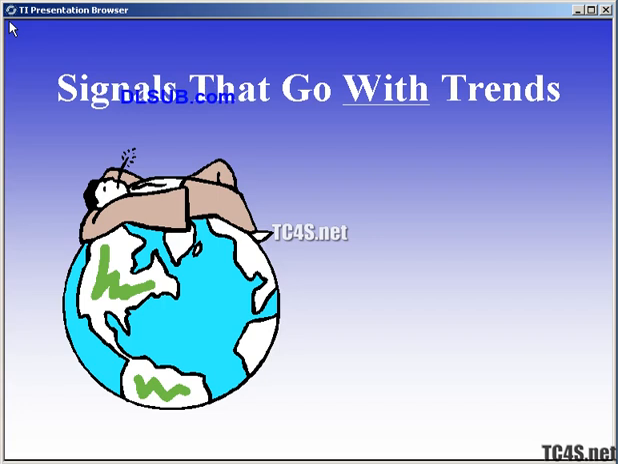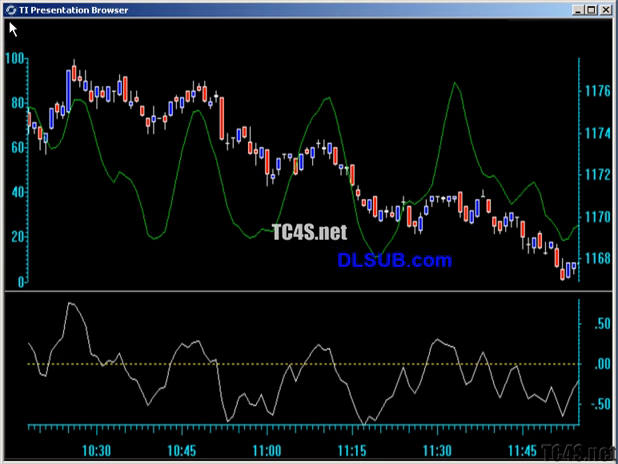Another trend signal that you should know about is the signal that goes with a trend. This may very well become one of your favorite type signals because they do have such a high probability of success and they are so easy to see. Here's a chart of a downtrend.